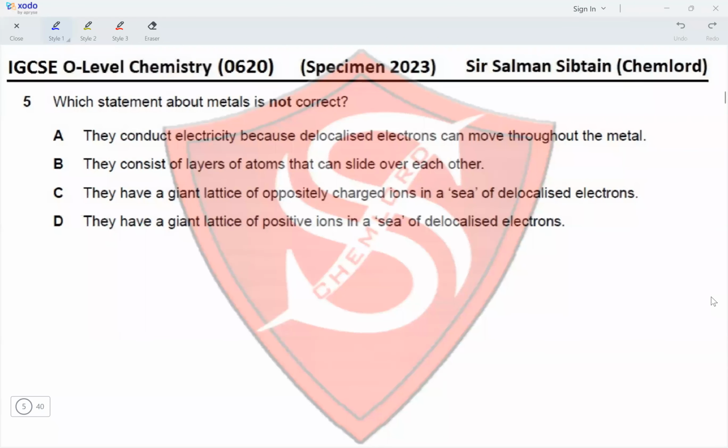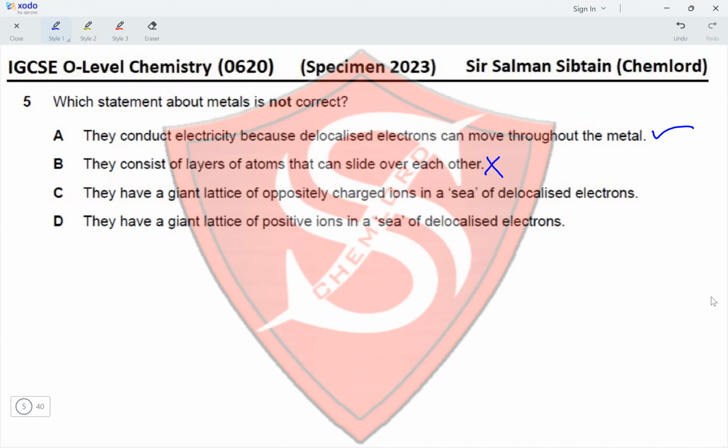Question 5. Which statement about metals is not correct? They conduct electricity because delocalized electrons can move through the metal. This statement is correct. That is how metals conduct electricity because they've got delocalized electrons. They consist of layers of atoms that can slide over each other. No, this is not true for metals.